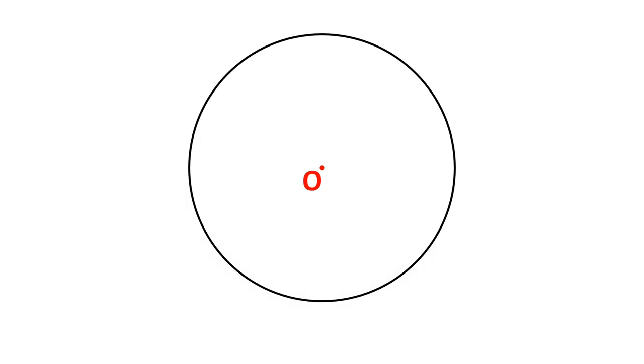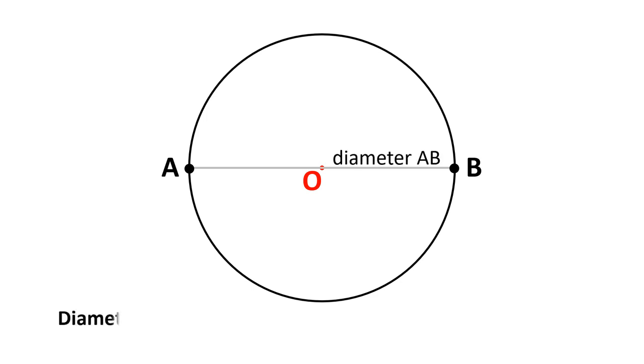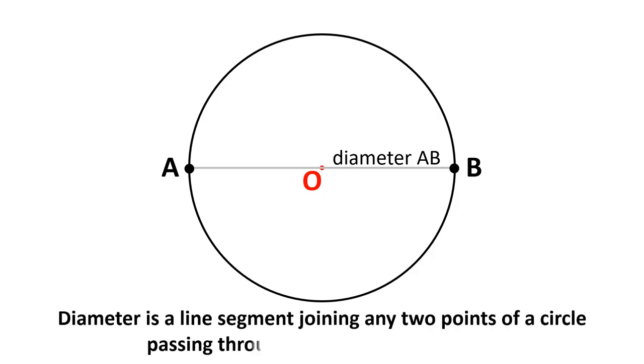Our next topic is diameter. Draw a circle with center O. Draw a line segment AB such that it passes through the center O. Line segment AB is called the diameter. So what is diameter? Diameter is a line segment joining any 2 points of a circle passing through the center of the circle.